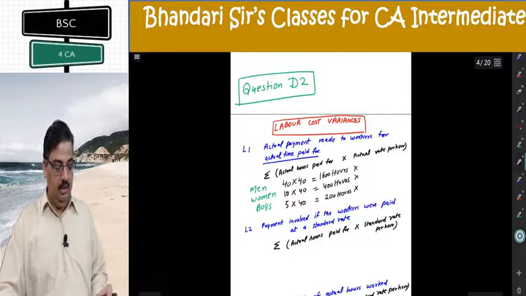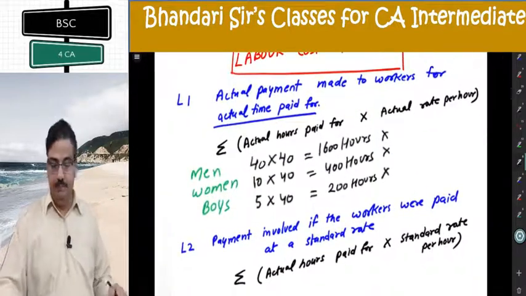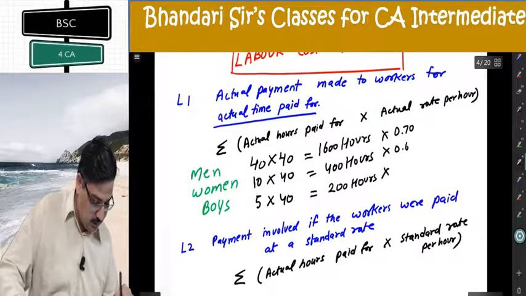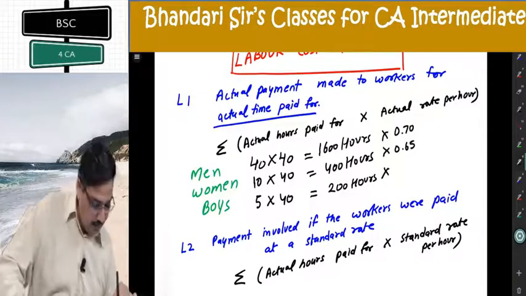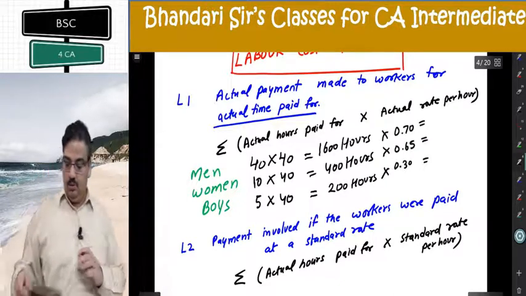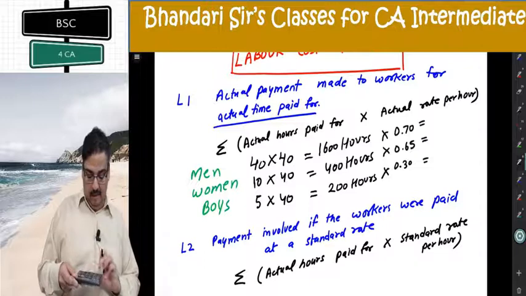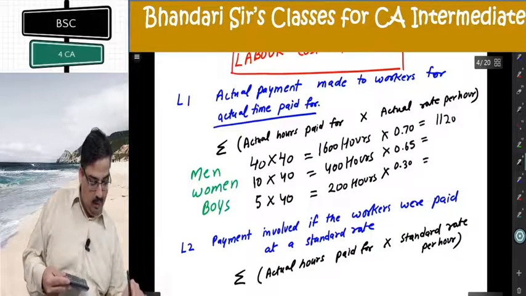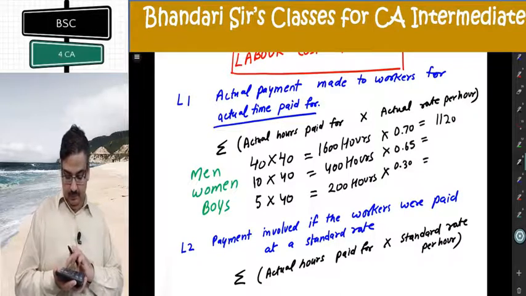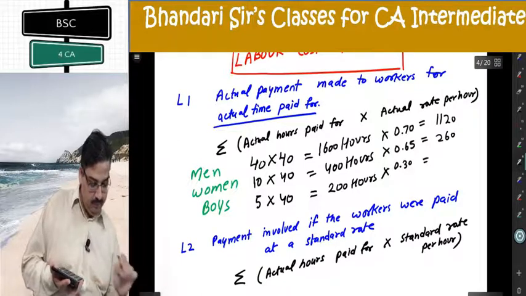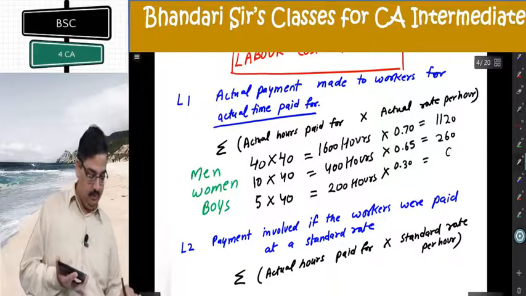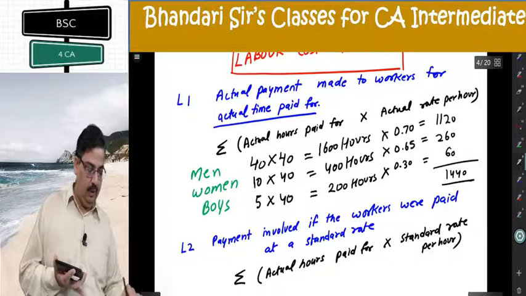Multiply with their actual rate. Actual rate is 70 paisa, 65 paisa, 30 paisa. So 1600 into 0.7, 1120. 400 into 0.65, 260. 200 into 0.30, 60 rupees. Total is 1440.